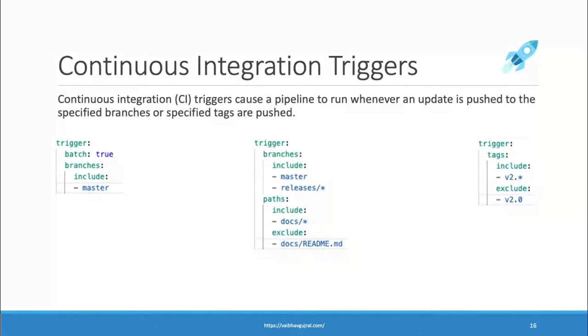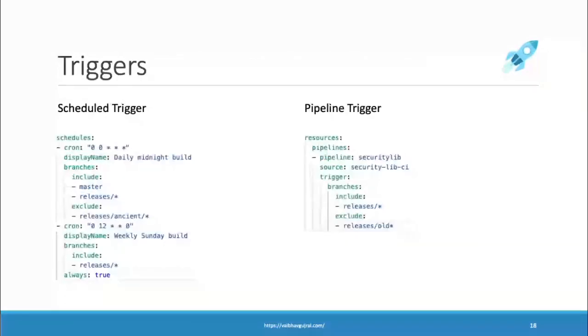Schedule triggers cause a pipeline to run on a schedule defined using cron syntax. In this example, it is scheduling two pipelines, one running every midnight and one running every Sunday. Note that the time zone for the cron syntax should be in UTC. You need to explicitly specify the branches that need to be included first and then specify the branches you would like to exclude. If you simply provide the excluded branches and not specify the included branches, it won't build any branch.